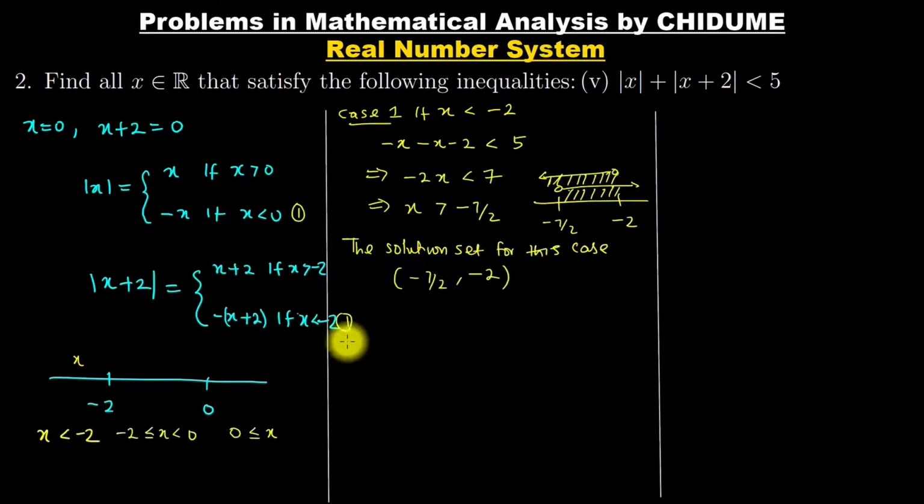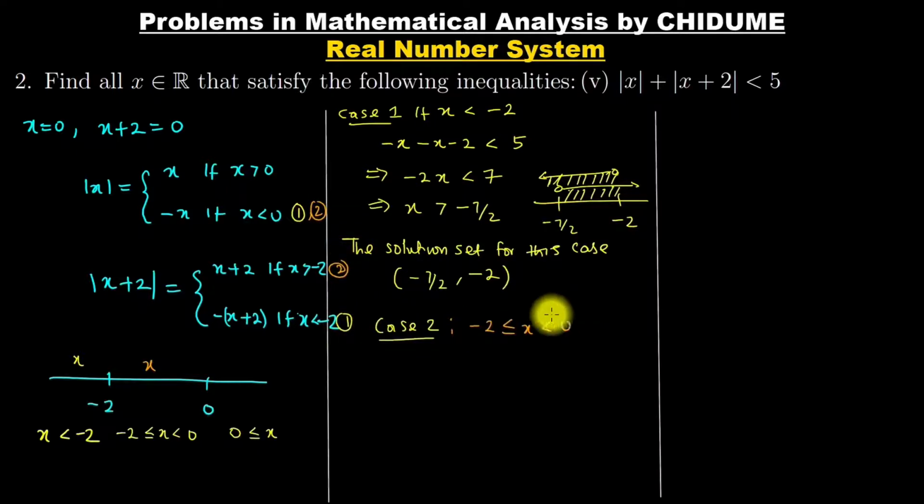So for case 2, we want to consider the region where x is now above negative 2 but below 0. Here we have negative 2 less than or equal to x, strictly less than 0. Obviously x will be greater than negative 2, which is this condition here, and x will be less than 0, so we are looking at this condition here.